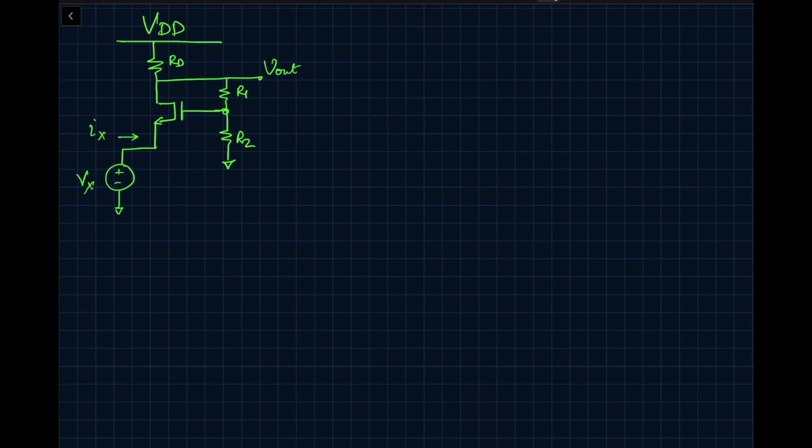Since we are looking for R in, which is the resistance looking into this node, after feedback, we are just going to apply a test voltage called Vx and look at the current Ix, which is going to flow into that node. And Vx divided by Ix will give us the R in of the circuit with the feedback. So you can draw the small signal model on the right side.